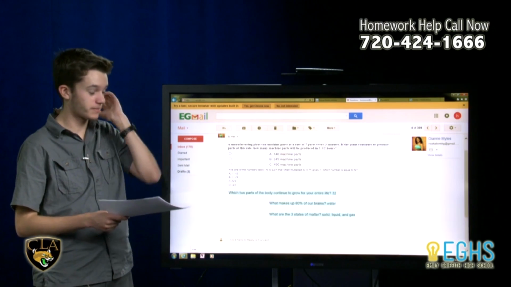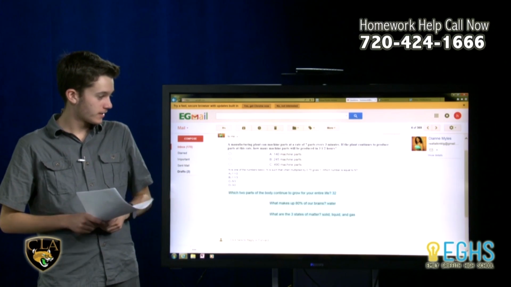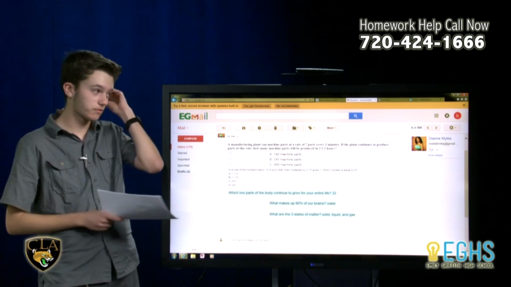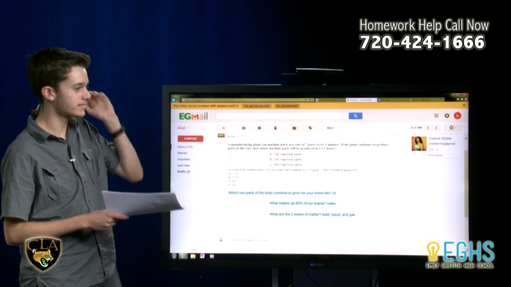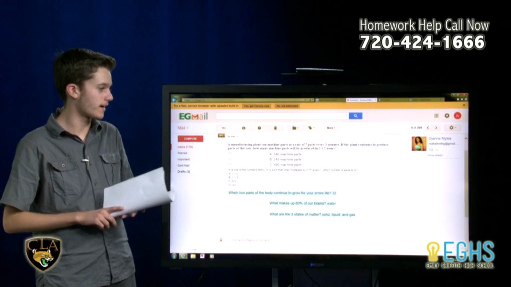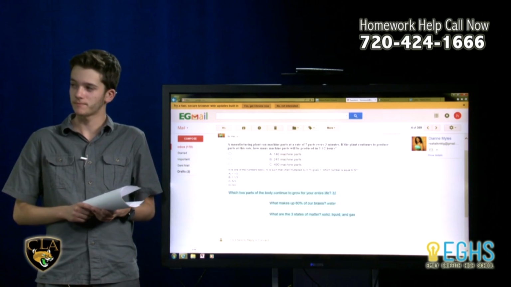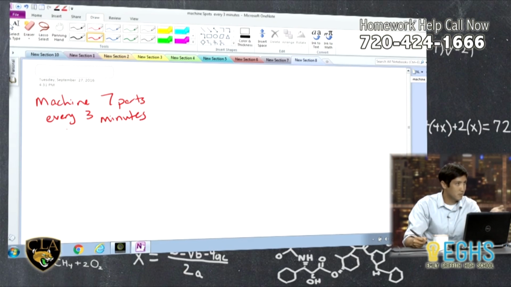Okay, so this one is about a manufacturing plant. A manufacturing plant can machine parts at a rate of 7 parts every 3 minutes. If the plant continues to produce parts at this rate, how many machine parts will be produced in 3.5 hours? Okay, so I'm just writing some of that information down. So we want to know, this machine can machine parts, 7 parts every 3 minutes, whatever these parts are. And if they can produce parts at this rate, we want to know how much they can produce in 3.5 hours.